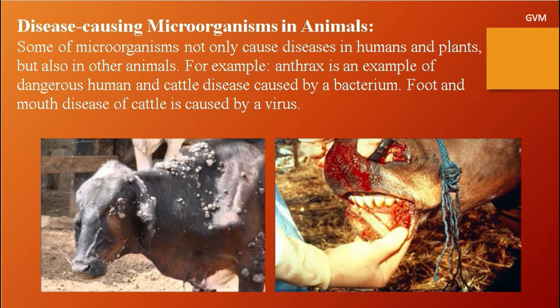Students, as I said, some microorganisms not only cause diseases in humans and plants, in fact they affect other animals too. For example, anthrax. Anthrax is such a dangerous kind of disease that affects both humans as well as cattle, and this disease is basically caused by bacteria. Likewise, foot and mouth is another dangerous disease of cattle that causes death of many cattle, and it is basically caused by virus. Now moving on to the next slide.